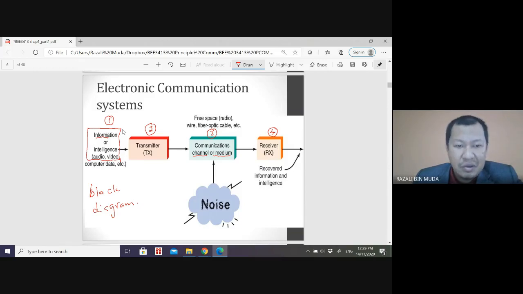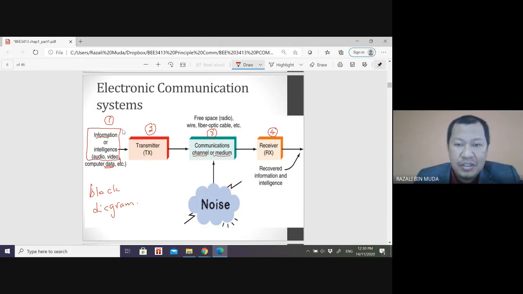Okay, let's see these one by one. So the information, what is information? It could be audio, the voice or sound, or we can have video. Video is the moving picture, or we can have data. Data is what we basically have now. So the next block is the transmission or the transmitter. The transmitter is a device that does the transmission function. So the short form is TX, transmitter.